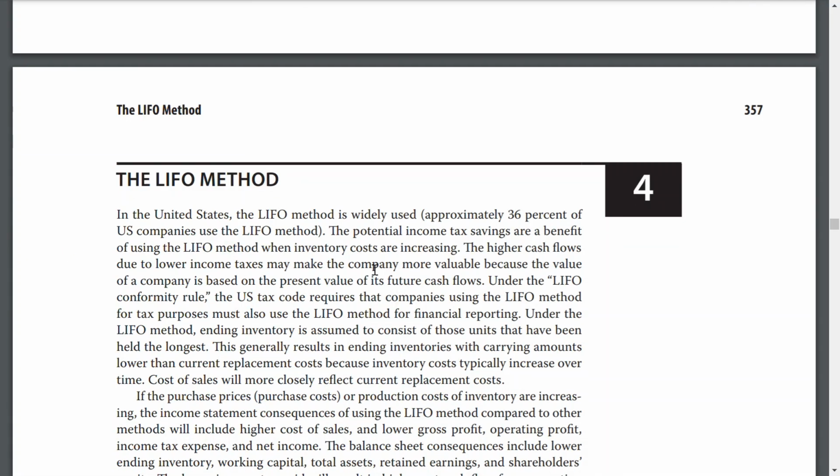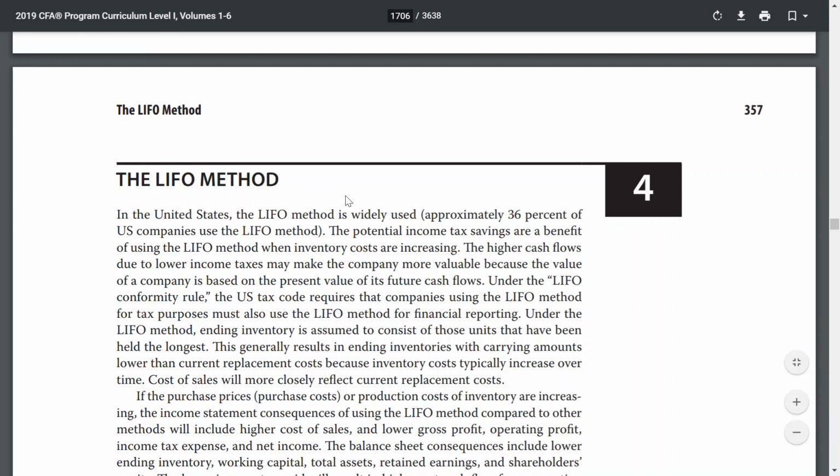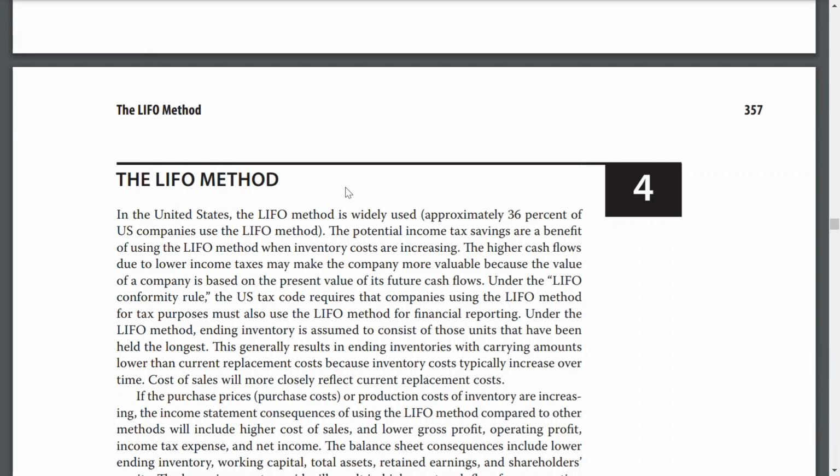The LIFO method. In the United States, the LIFO method is widely used. Approximately 36% of U.S. companies use the LIFO method. The potential income tax savings are a benefit of using the LIFO method when inventory costs are increasing. The higher cash flows due to the lower income taxes may make the company more valuable, because the value of the company is based on the present value of the future cash flow.